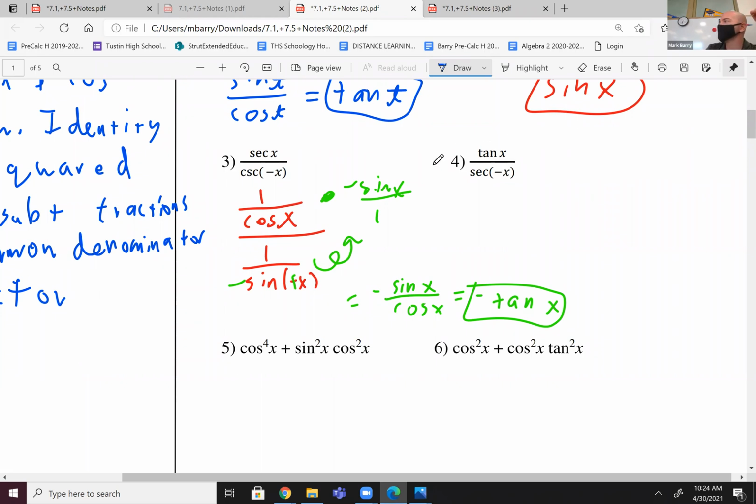All right, number 4 is a lot like number 3. So if you'd like to kind of jump ahead here and try number 4 on your own, I'll go ahead and wait 10 seconds and then I'll go for it.